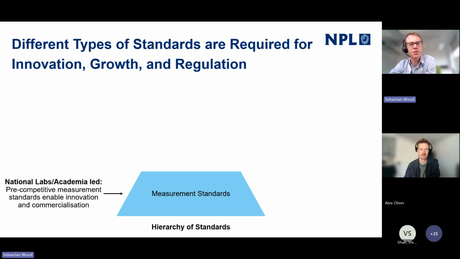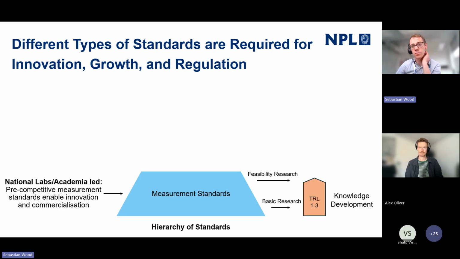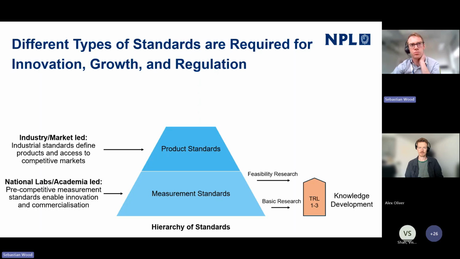This is where national labs like NPL and academia are really leading the way. At this point, it's for emerging technologies that are pre-competitive in nature, where what you need is clarity around measurements and basic terminology in order to enable you to innovate and to work towards commercializing a product. This is basic research, feasibility research, and maps onto low TRLs. It's about building up knowledge. And to be honest, there's not a lot of money to be made in doing this. It's infrastructural in nature.